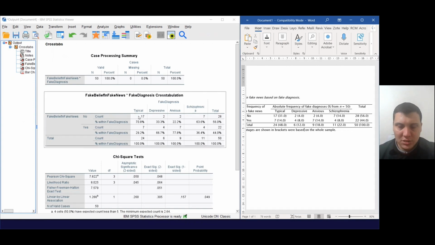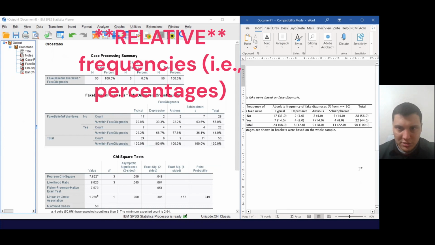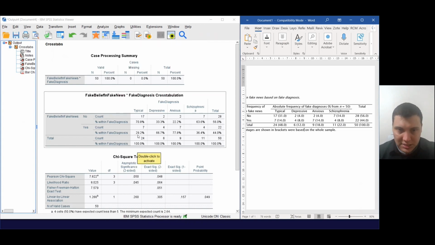The absolute counts are the same, the absolute frequencies. So it's 17, 7, 2, 4, 2, 7, 7, 4. Same thing. But the frequencies are different, aren't they? How come we have 70% here and 29% here? Well, that's because the 100% now is in the column, okay? So what we are looking at now is, out of everybody who is typical, 70% of them do not believe in fake news. 29% of them do believe in fake news.